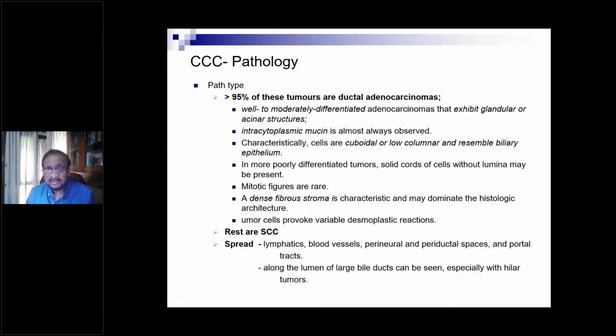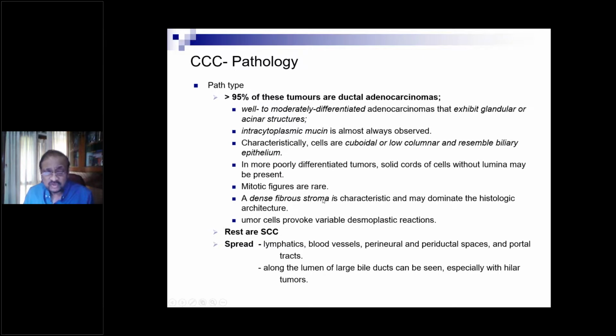Once they lose the biliary epithelium scenario, then it becomes poorly differentiated. In more poorly differentiated tumors, solid cords of cells without lumina, we do not maintain the resemblance to the biliary epithelium. Mitotic figures are rare, again a plus point in favor of well to moderately differentiated.